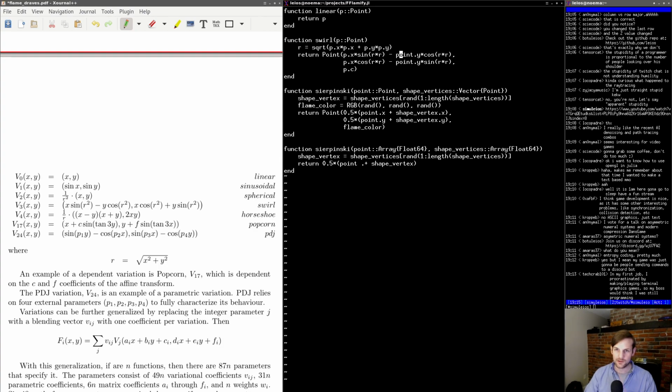And I think this should be our swirl function just fine. So now that we have the swirl function, this will be the first real flame function that we have. So I'm just going to try to do it and see what happens.